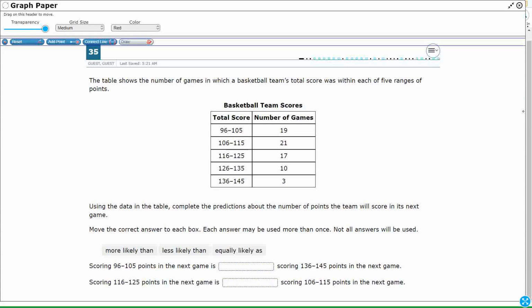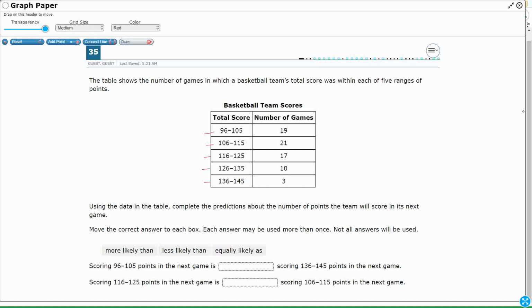What are we dealing with here? We got number of games in a basketball team's total score, each within 5 ranges, right? So your total score is kind of hitting between these ranges. Looks like we've got ranges of 10 here, and we're going to make some predictions about the number of points that each team will score in its next game.